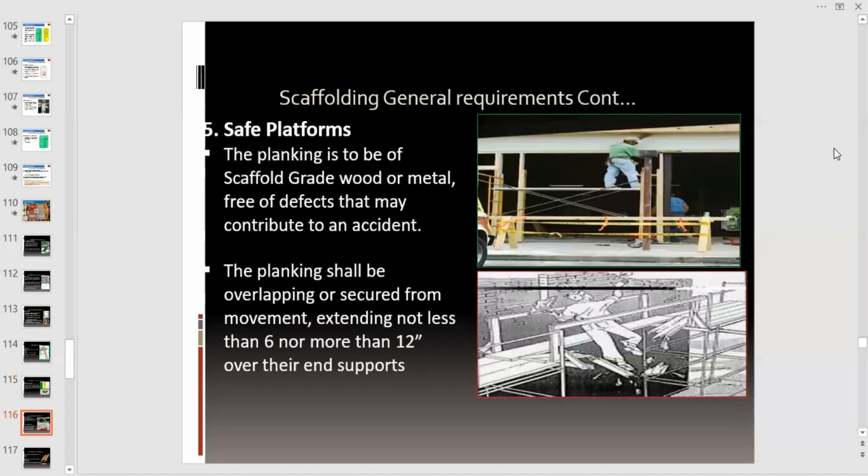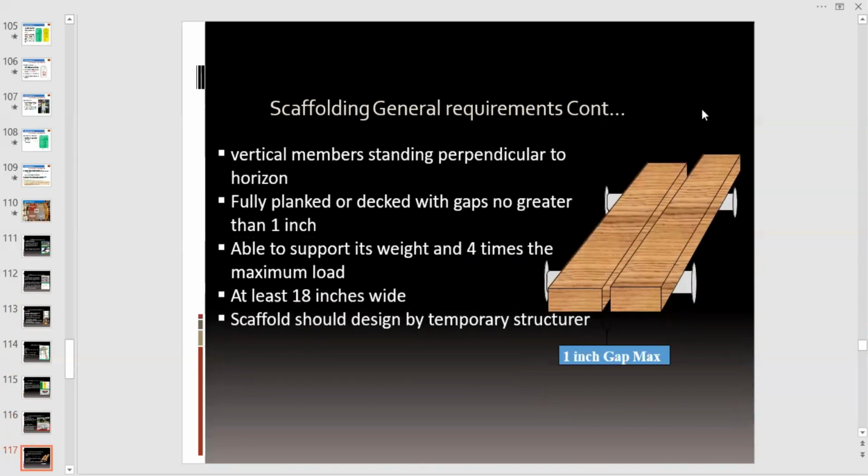Point number 5, safe platforms. The planking is to be of scaffold grade wood or metal, free of defects that may contribute to an accident or incident. The planking shall be overlapping or secured from movement, extending not less than 6 nor more than 12 inches over their end supports. Vertical members standing perpendicular to horizontal. Fully planked or decked with gaps no greater than 1 inch, able to support its weight and 4 times the maximum load. At least 18 inches wide.